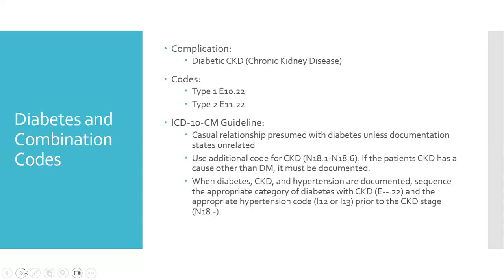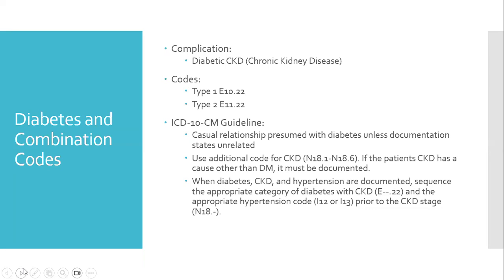So when you have these conditions, you have a use additional code direction in the ICD-10 book that tells you to code your E11.22 or your E10.22 for the diabetic chronic kidney disease. And then you will also use the code for the appropriate stage of chronic kidney disease. So if you're already into coding, you already know that there are 6 stages of chronic kidney disease.